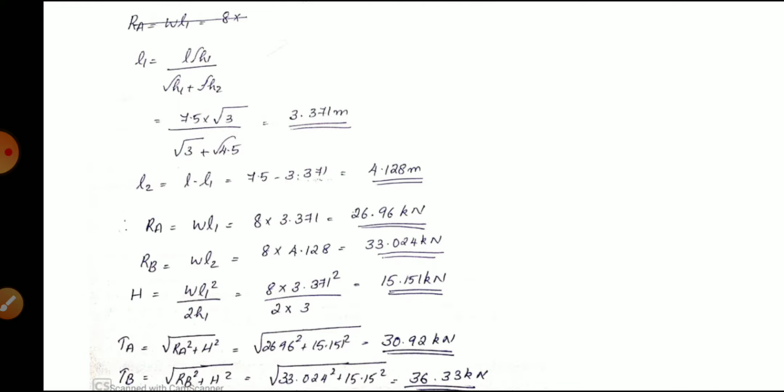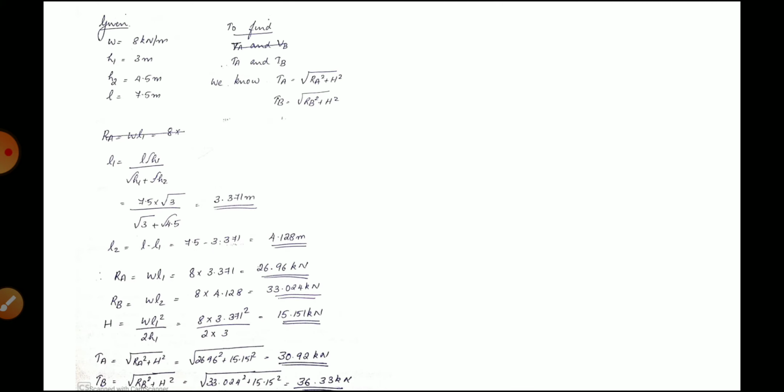Now the tension at the cable end A, TA is equal to root of RA square plus H square. Substituting the value, you will get the tension at end support A is 30.92 and tension at end support B is root of RB square plus H square. Substituting those values, you will get it as 36.33 kilonewton. Okay, that's about cables at two different supports, two different levels.